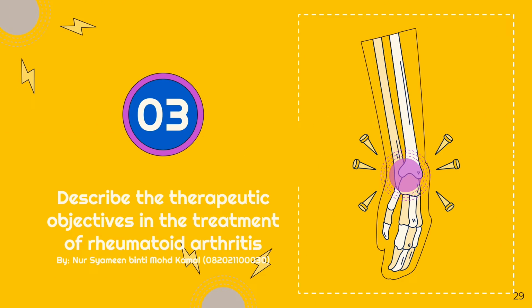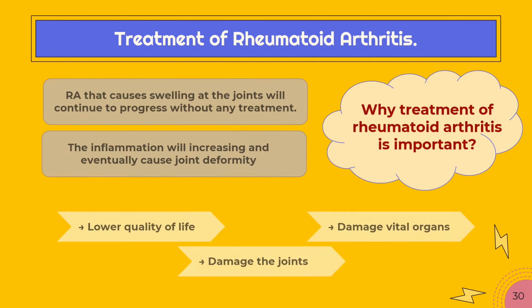In this TLO, I'll be describing the therapeutic objectives in the treatment of rheumatoid arthritis. Now, let us understand why treatment of rheumatoid arthritis is important and what the objectives are in giving treatment to these patients. Rheumatoid arthritis that causes swelling at the joints will continue to progress without any treatment. The inflammation will increase and eventually cause joint deformity. Hence, rheumatoid arthritis symptoms will worsen, lower quality of life, damage the joints, and damage vital organs.